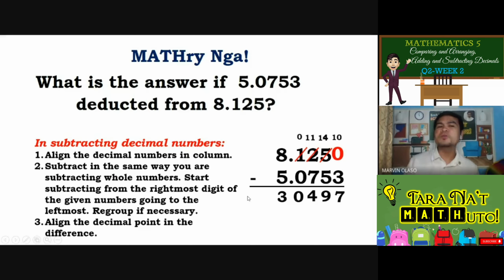So, we have now the decimal point. What will you do? Align the decimal point. So, the answer now to the question, 3 and 497 10,000s. Did you get the same answer?